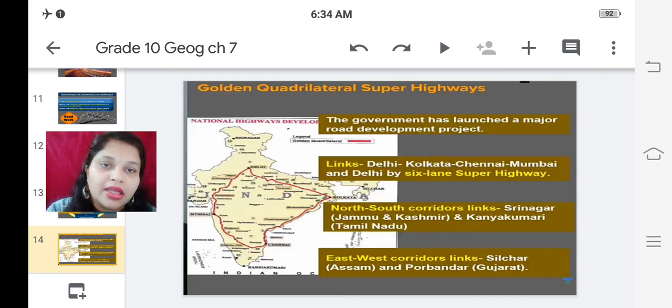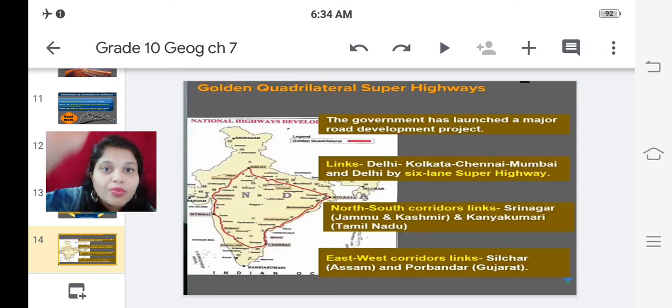और इसीलिए उसका नाम भी क्वाड्रिलैटरल दिया गया है. Okay, and also it connects north-south corridors and east-west corridors of our country. ये सीधा नॉर्थ से लेकर साउथ तक ये हाईवे हमको कनेक्ट करता है. How? It connects Srinagar in Jammu and Kashmir directly to Kanyakumari, Tamil Nadu, which is in the south.